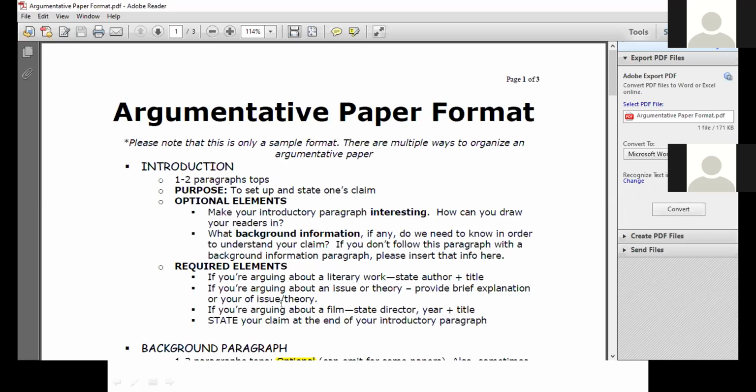So here is the paper format of an argumentative paper, and this is just a sample. There are multiple ways to put in the content, and this is one of the ways I'm explaining here. First of all, when you start writing, you have to write an introduction. You have to set up your claim. Generally the introduction includes 1 or 2 paragraphs. So you set up your claim, and then what is optional in that paragraph.